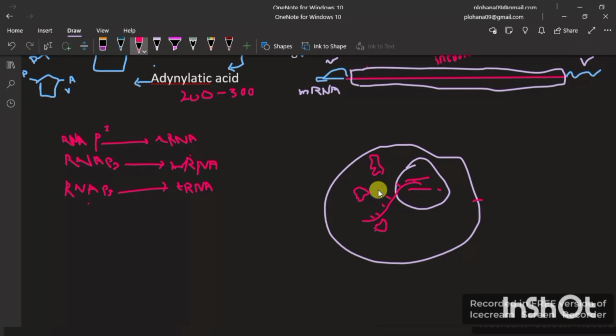That we'll be doing in the next video. Here we have done the process which is transcription, which happened in the nucleus of the cell. If we talk about bacteria, transcription and translation are happening in the same component of the bacteria. Alright, because we know that bacteria are prokaryotes. They don't have a proper nucleus.